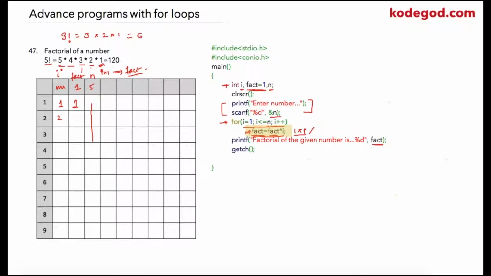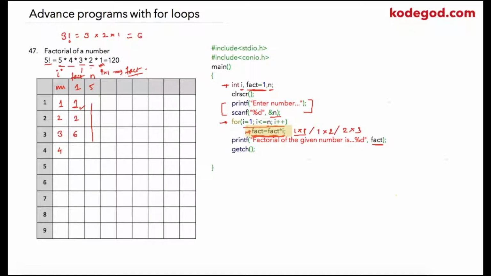So in the second iteration, the value of fact, which is 1, will be multiplied with the value of i, which is 2 in this case. So 1 multiplied by 2, so 2 will be stored into fact again. And after that, the value of i will be incremented to 3, and again the same condition will be checked as 3 less than or equal to 5, which is a true condition. So the controller moves inside the for loop, and again this statement will be executed. So the current value of fact is 2, then multiplied by i which is equal to 3. So 6 will be stored into variable fact.